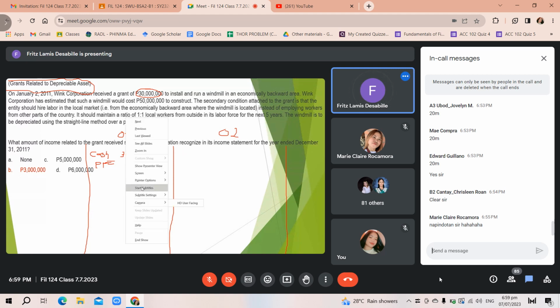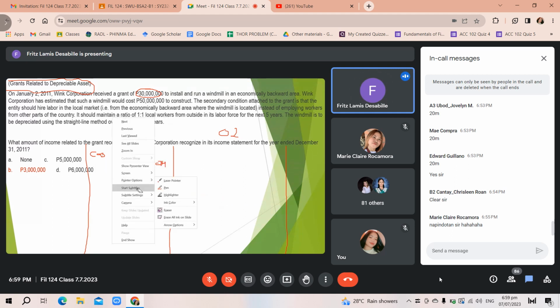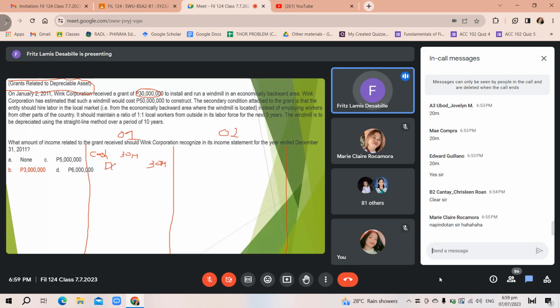Deferred grant income. Okay, in option 1, we recognize it as income. So we credit deferred grant income. Then debit cash. Here, we credit PPE. Credit PPE.